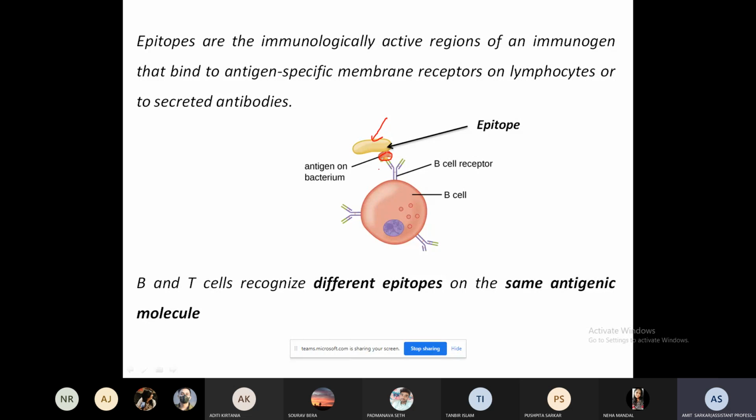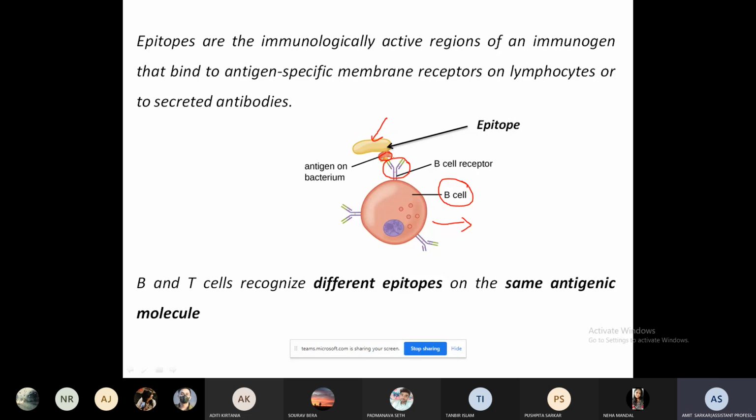So epitopes are the part of the immunogen that bind the antigen-specific membrane receptor. This is our antigen-specific membrane receptor, present on the lymphocyte, that is a B cell or B lymphocyte. Or to secrete antibodies. That's the secondary part, because you already know what happens next. This B cell will internalize the antigen, present it to the T helper cell, and finally antibodies will be produced. So this is the epitope site, an immunologically active region on the immunogen that binds to the antigen-specific membrane receptor on lymphocytes.